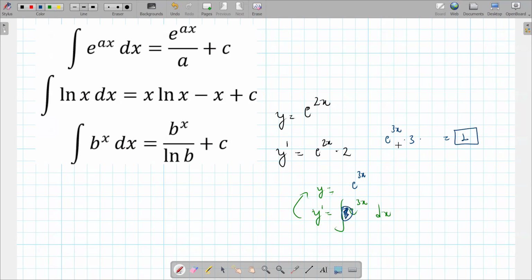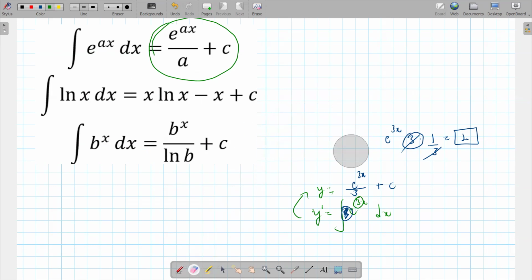So now what do you multiply this by? Well, you need to kill the 3. So you'd multiply it by 1 over 3. And this would cancel out with this, and you'd be left with a 1. So here it would be over 3 plus c. And that's what this thing says right here. Whatever the number up here, being multiplied with x, you need to divide it.